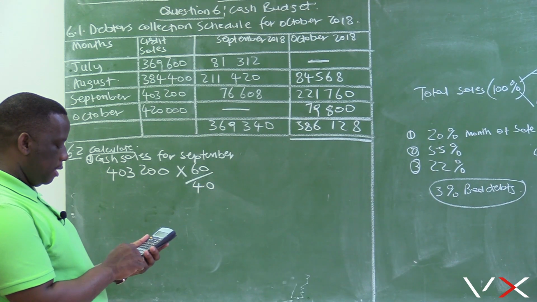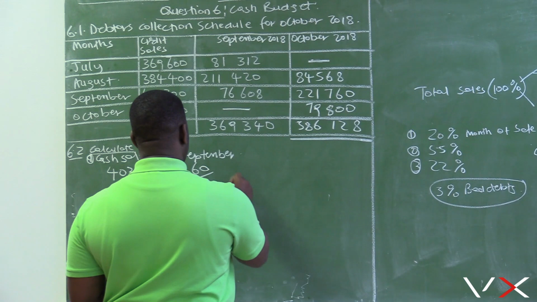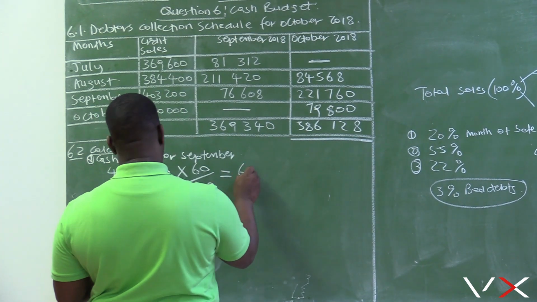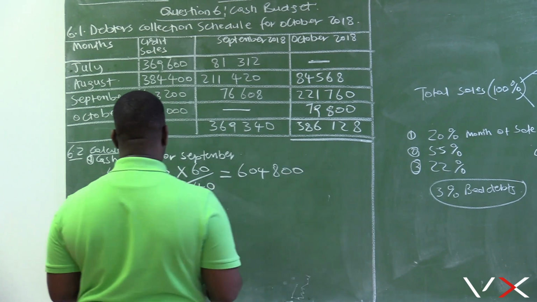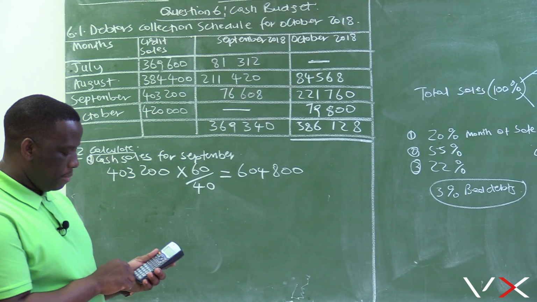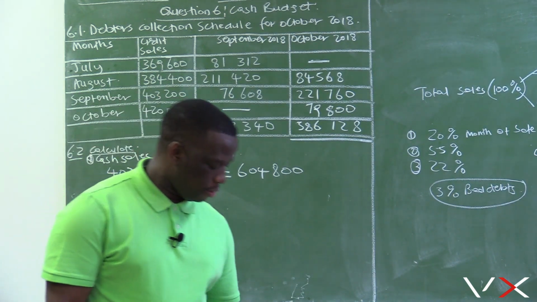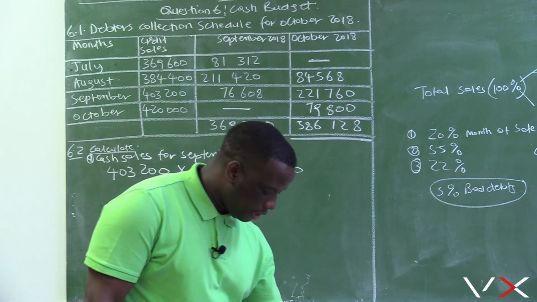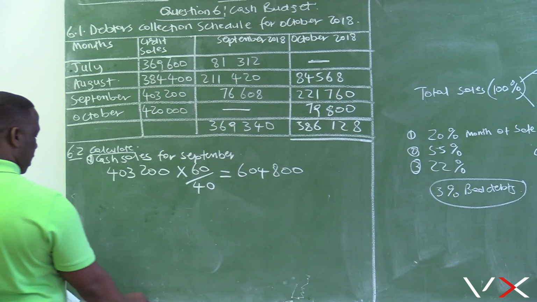Multiplied by 60 divided by 40. That's 604,800. So our cash sales is 604,800. 403,200 multiplied by 60 divided by 40 equals 604,800. That is 6.2 Roman figure 1. We wanted to calculate cash sales.